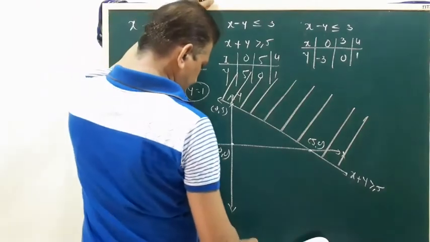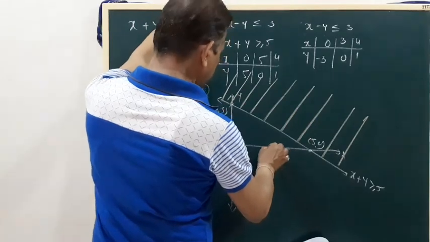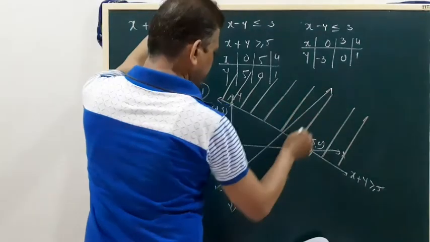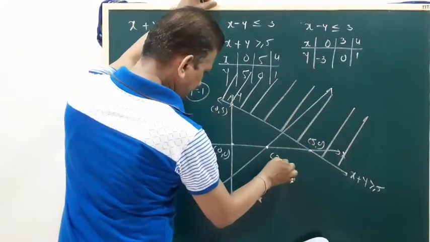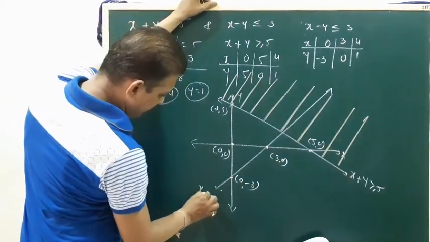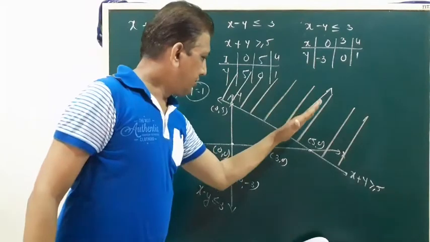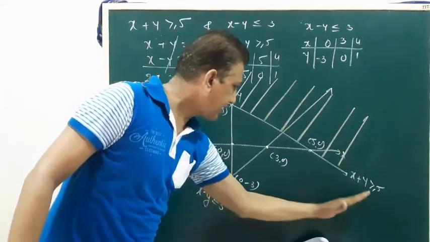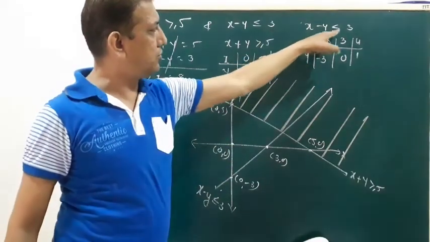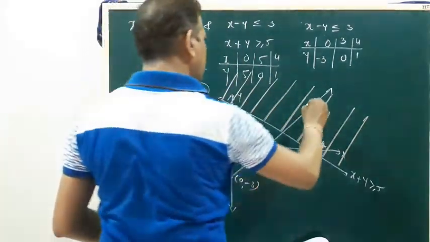Okay. Now draw the second line. 3, 0 is here, and 0, minus 3 is here. So 3, 0 and 0, minus 3, and this line equation is x minus y less than or equal to 3. Now you can decide. Here we can draw the line. Now right side or left side? Check your answer. Put here 0, 0. Satisfied? That means here the upper part. So we draw this one.